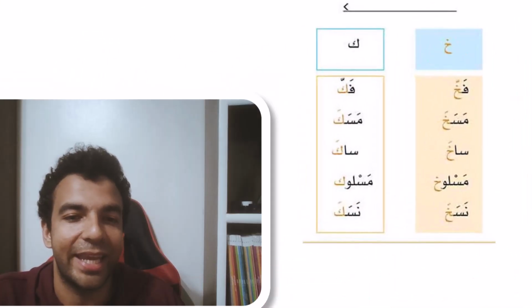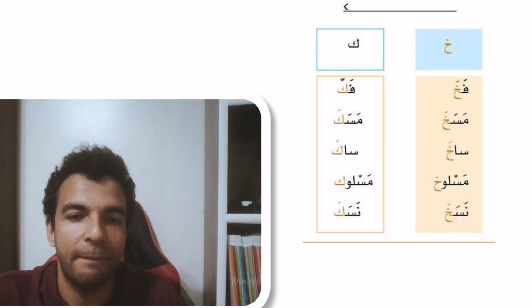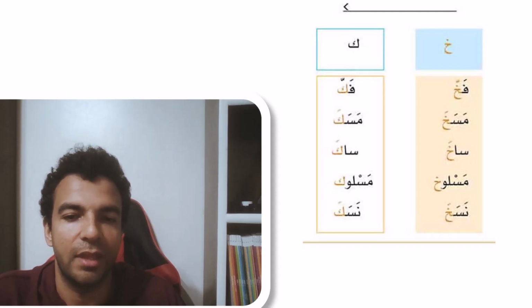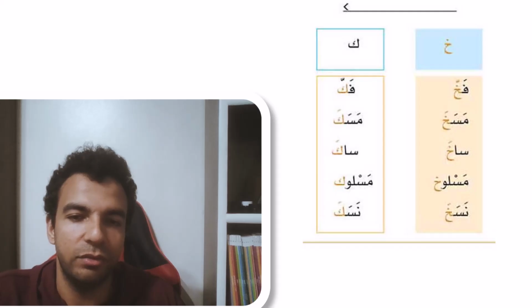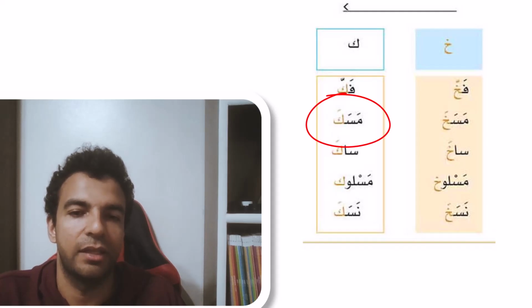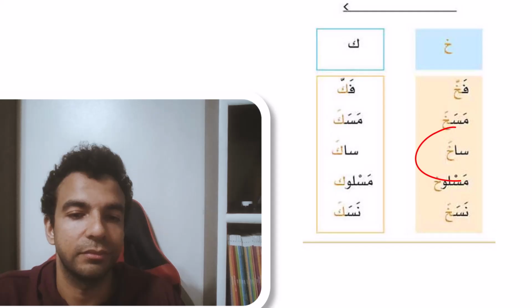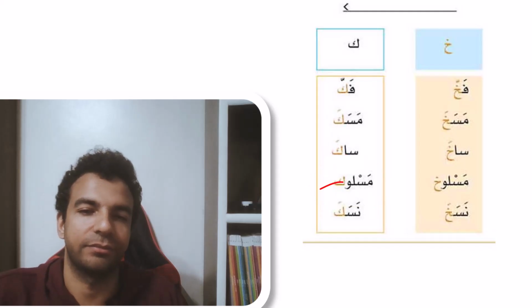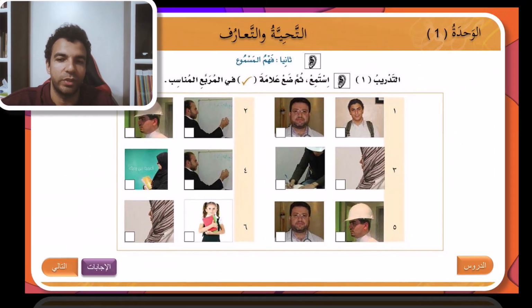Fakha, fakka, مسخ, مسك, فاخ, فاك, مسلوخ, مسلوك, نسخ, نسك. Now tell me which one I'm saying. Listen carefully. فخ, yes. مسك, yeah. فاخ, مسلوك, نسك. All right. That's absolutely perfect.